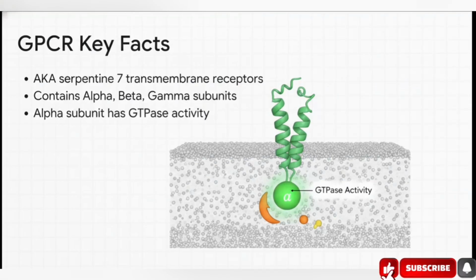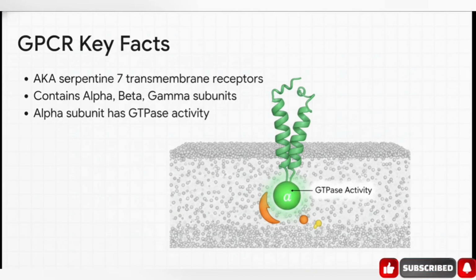Let's zoom in on the cell membrane surface and look at the most important bouncer of the cell, the G-protein-coupled receptor, or GPCR. This is a transmembrane protein, also famously known as the serpentine or 7-transmembrane receptor, because it weaves through the membrane exactly 7 times. Connected to it inside the cell are 3 subunits, alpha, beta, and gamma.